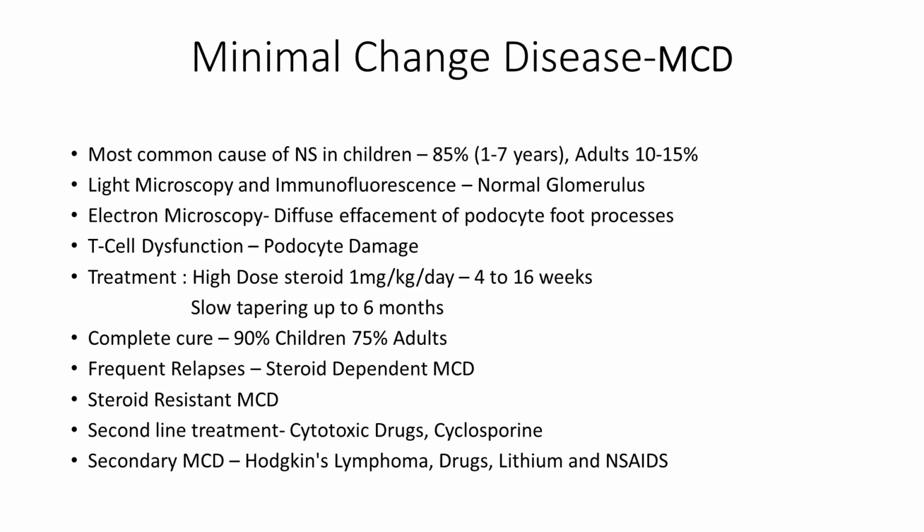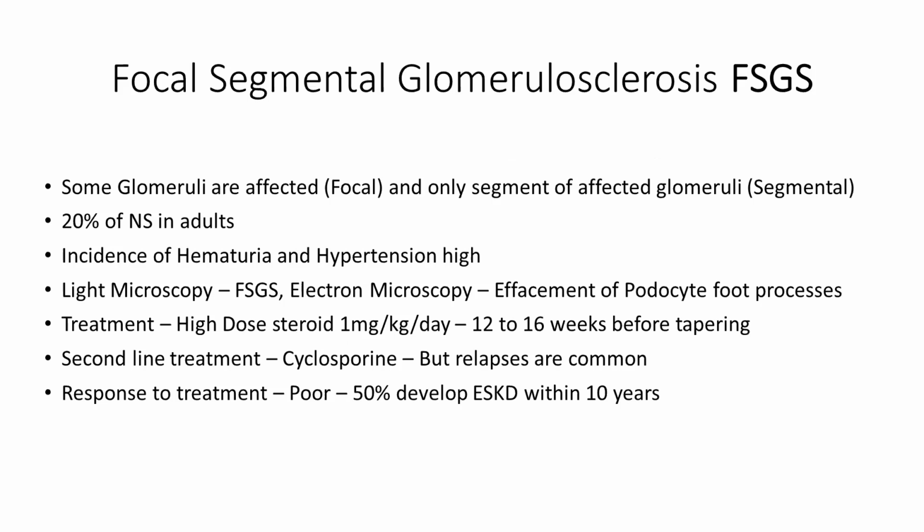Focal segmental glomerulosclerosis, this we will discuss along with nephrotic syndrome, but some glomeruli are affected and only a segment of the affected glomeruli. When we discuss rapidly progressive glomerulonephritis, I'll show you a diagram of FSGS. Only a segment of affected glomeruli, 20% of adult nephrotic syndrome. This is the nephrotic syndrome in which you will find hematuria and hypertension.